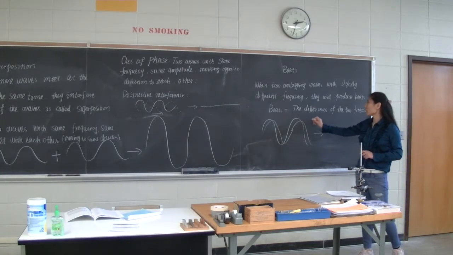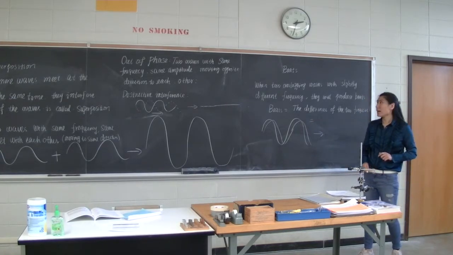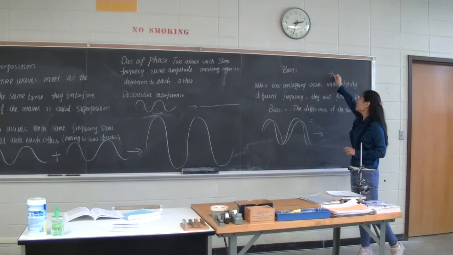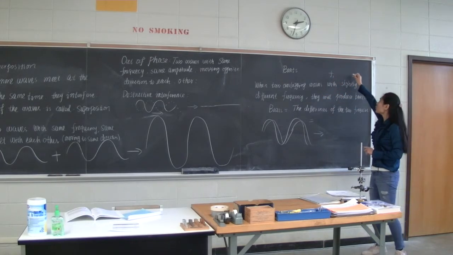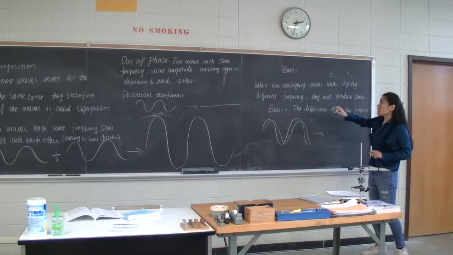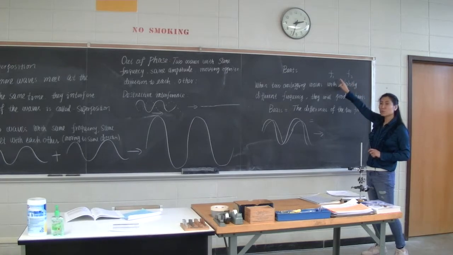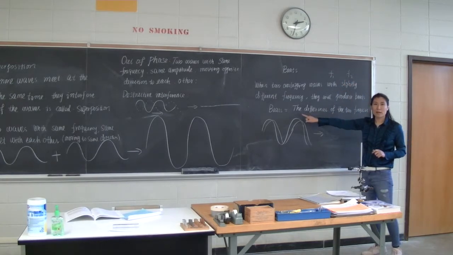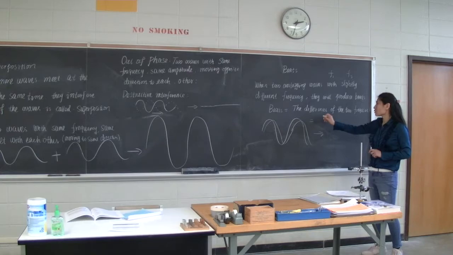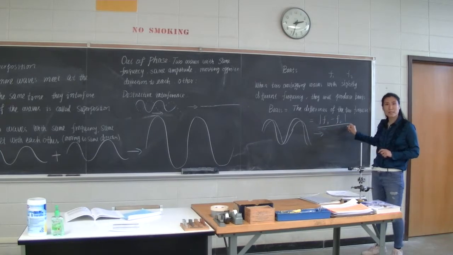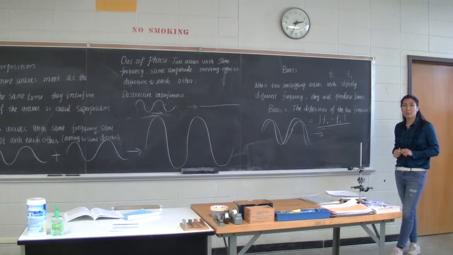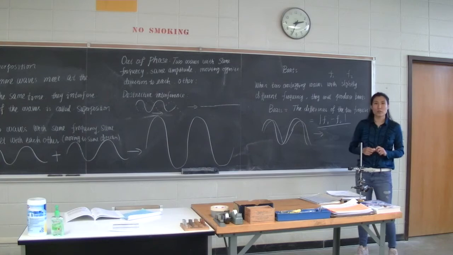For example, wave 1 has frequency f1 and wave 2 has frequency f2. Then the difference of these two frequencies will give us the number of beats. For example, f1 minus f2. Whatever this result is, that is the number of beats we are going to get.